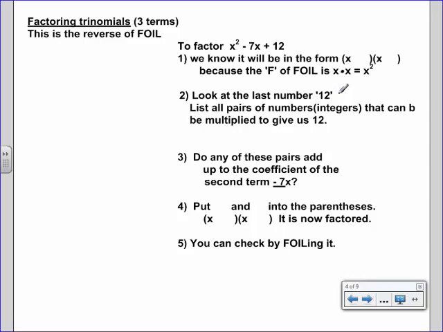Well, the thing to understand here is you can multiply a positive times a positive to get positive 12, or you can multiply a negative times a negative to get a positive 12. The only way you're going to be able to add and get a negative number is if it's a negative times a negative. So if this is positive and the middle term is negative, we've got to list pairs of negative numbers that multiply to give us positive 12 and when added give us negative 7. And these are the possibilities.